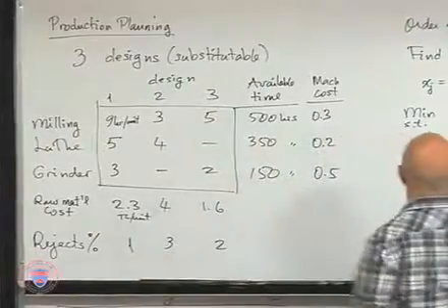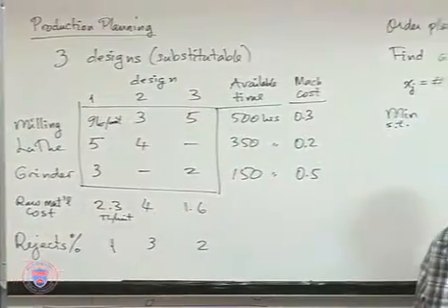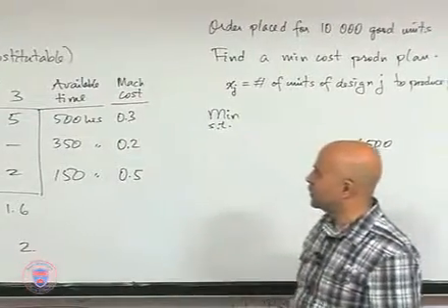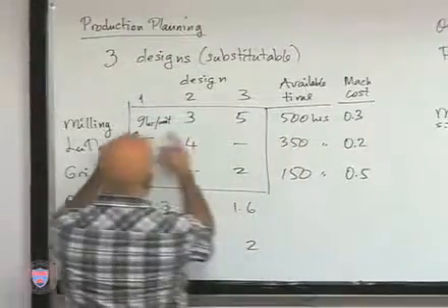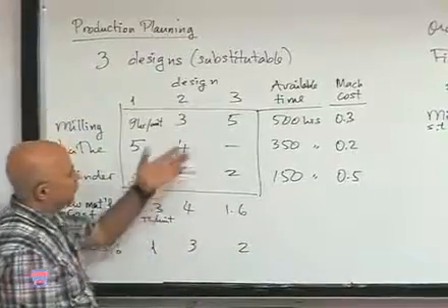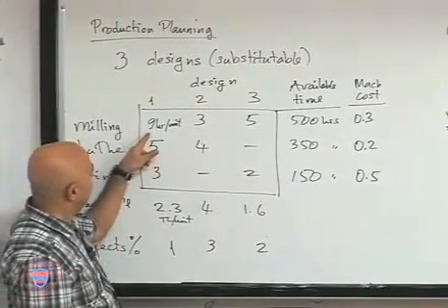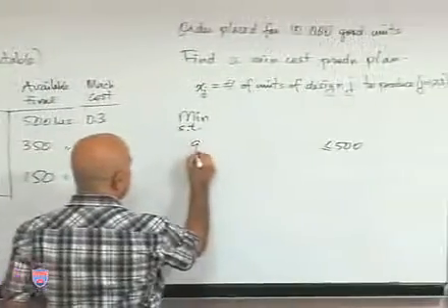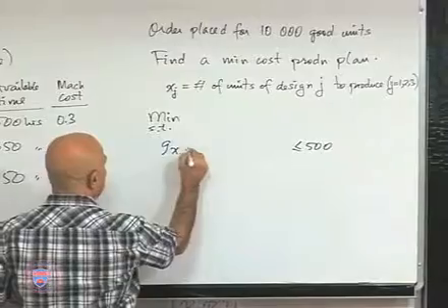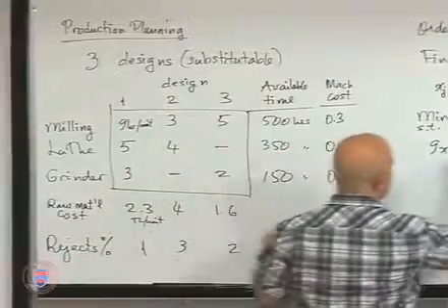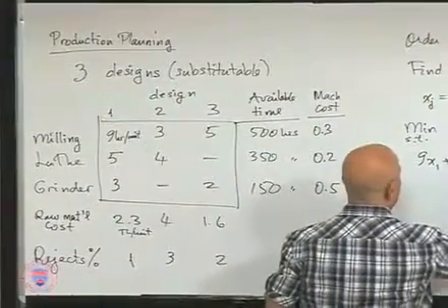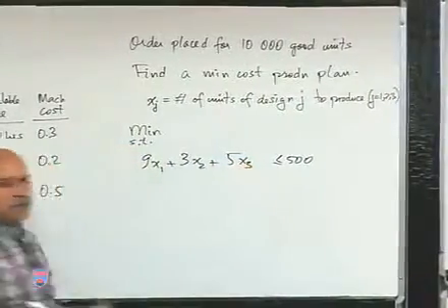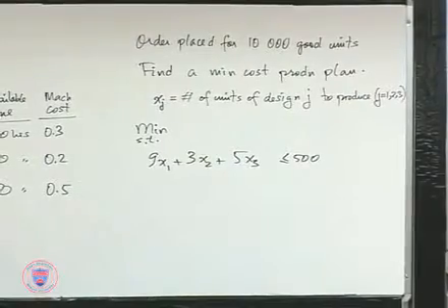What is the first constraint? You've got 500 hours available in the milling department. So what is the total I spent for producing these designs? 9 hours per unit, which means 9xj, 9x1 plus 3x2 plus 5x3. That's the constraint for your first department.